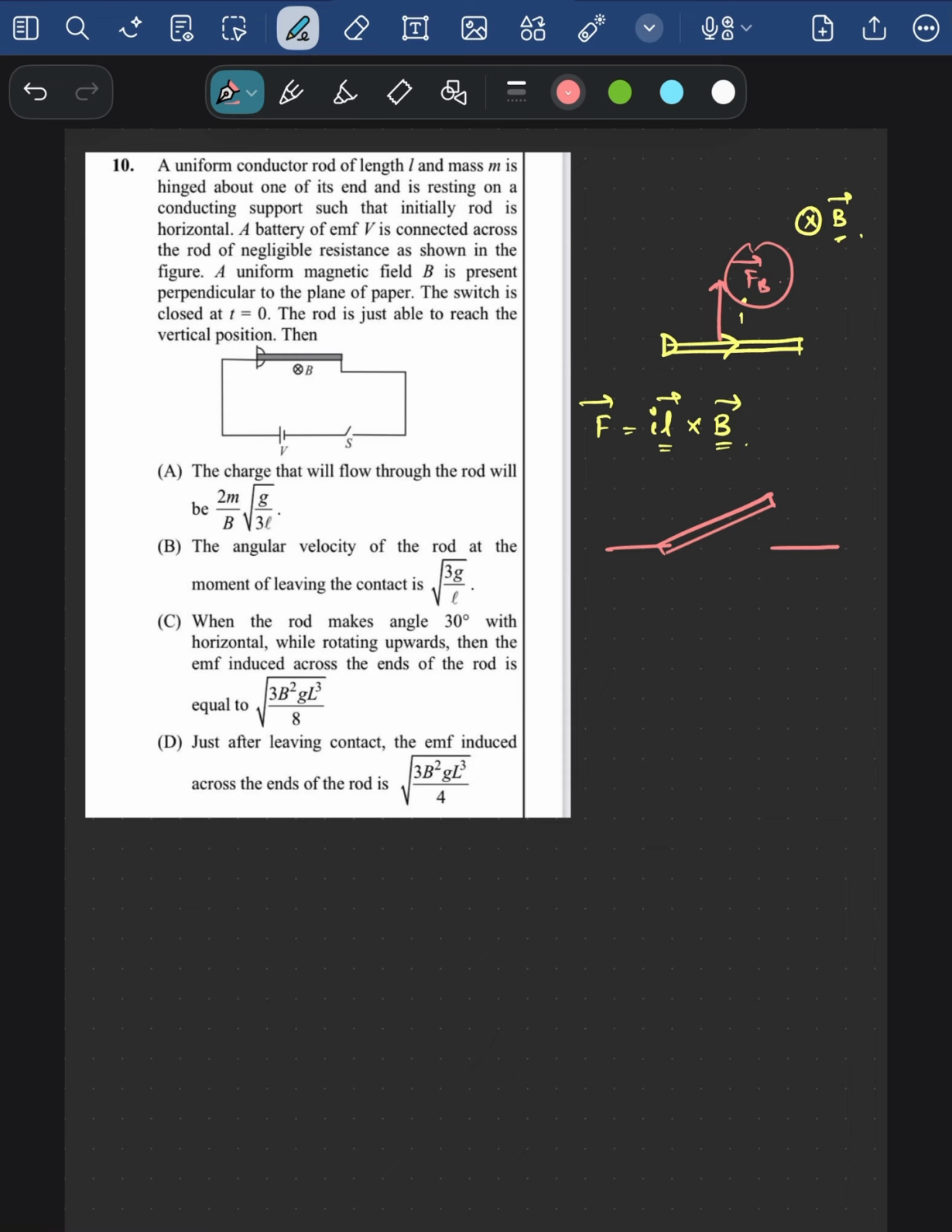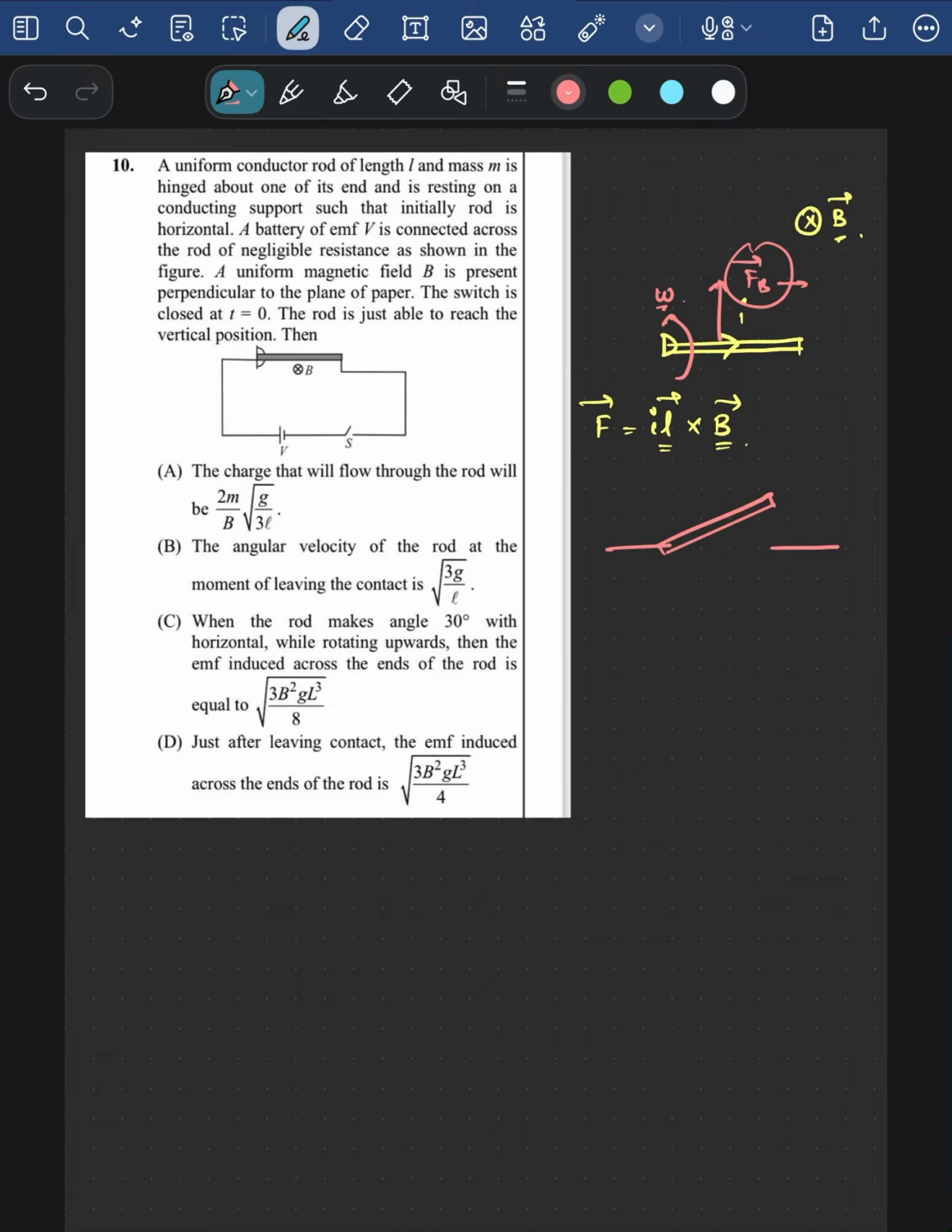And because of this impulsive force, there'll be a torque acting about this hinge, which will give it an angular velocity. Right, so this angular velocity is being gained by the rod because of current passing through this rod for a very small instant. This is acting like an impulsive force over here, and because of this angular velocity, it's able to reach the vertical position, right?